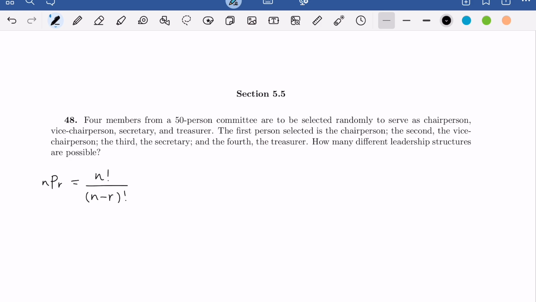So we're just going to plug in the known information. We know that there are 50 distinct objects or 50 people. So we're going to have 50 factorial on the top here.